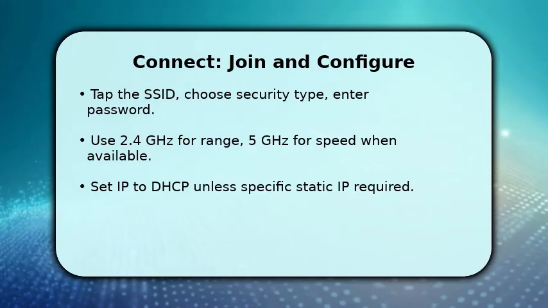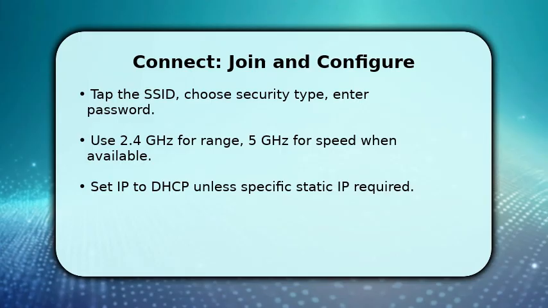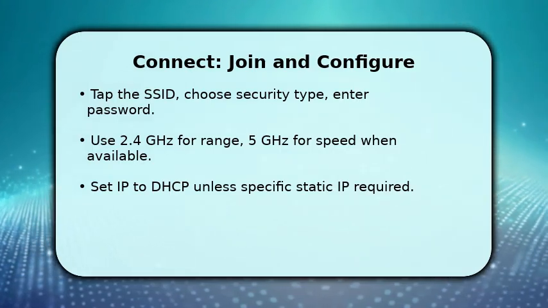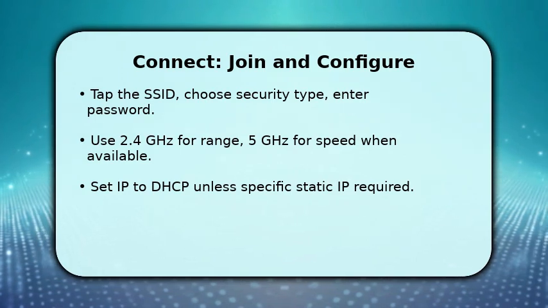If speed matters, prefer 5 GHz. If range matters, pick 2.4 GHz. Make sure to enable Auto Connect for trusted networks, and review permissions for apps that will use the network to protect privacy and battery life.